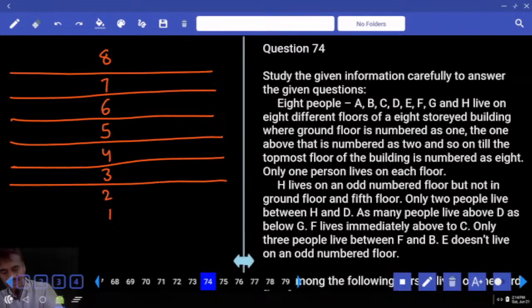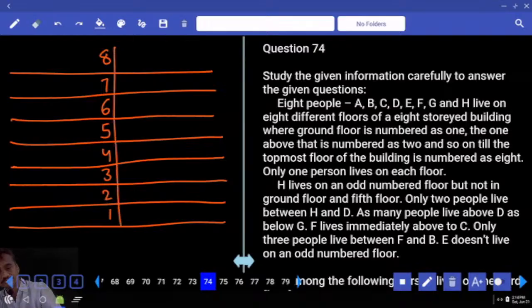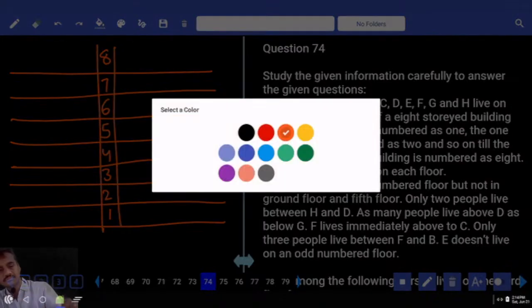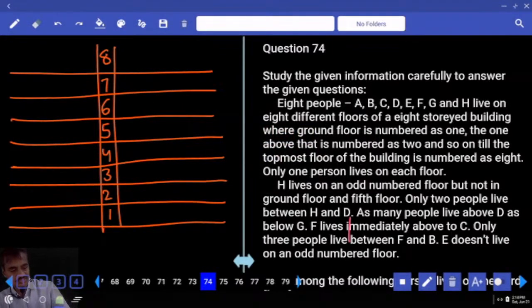Now in the first one, H lives on an odd numbered floor, but not on ground and the 5th floor. That means 1 and 5 is ruled out. H can be either on the 3rd floor or on the 7th floor. How many possibilities we have? 2 possibilities. And only 2 in between H and D, D is here.